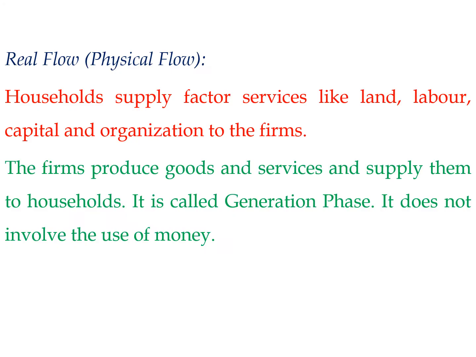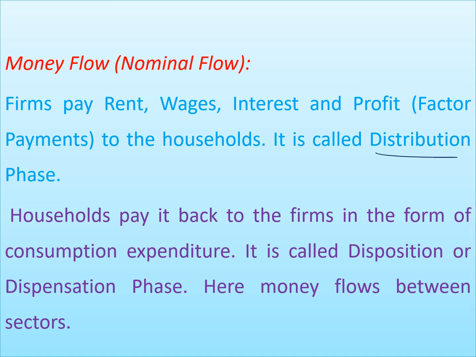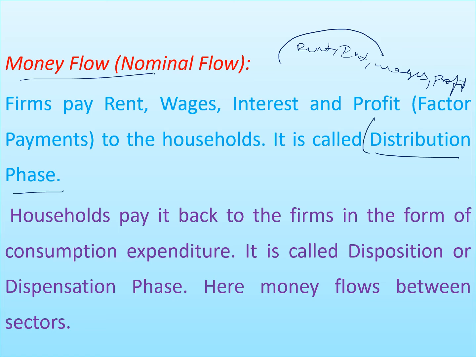Okay, see here, real flow. Real flow is factor services like land, labor, capital, entrepreneurship to the firm. It is the generation phase. It does not involve any use of money. My nominal flow is the distribution phase. The household receives rent, interest, wages, profit. That is called money flow. That is the distribution phase, and the disposition phase will be the consumption expenditure. Here the money flows between the two sectors. This is called nominal flow.